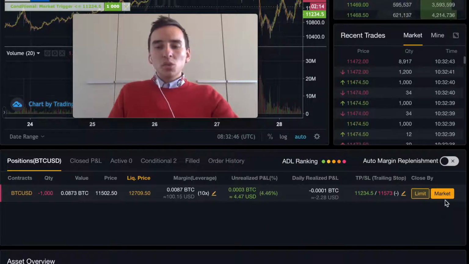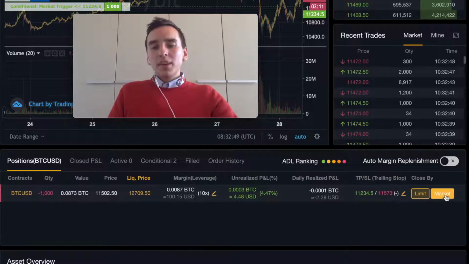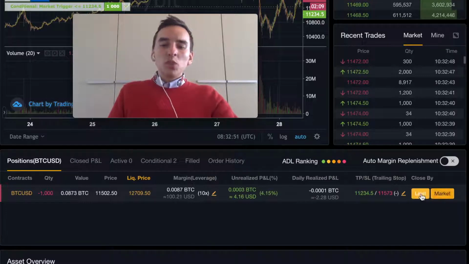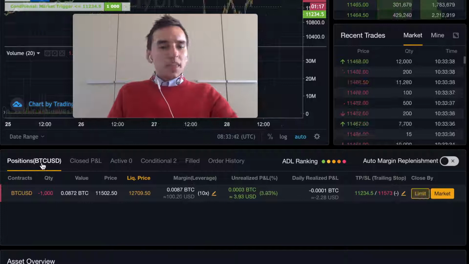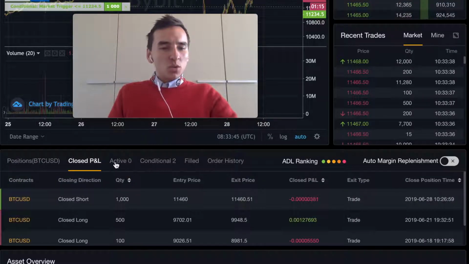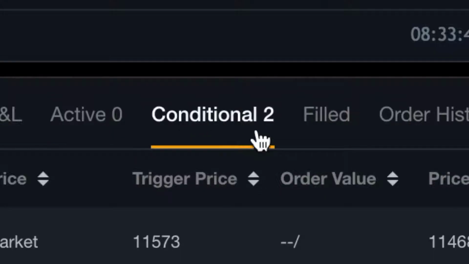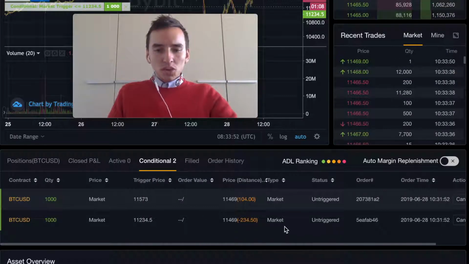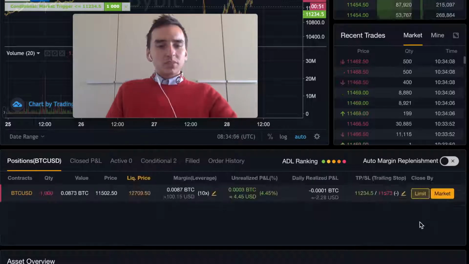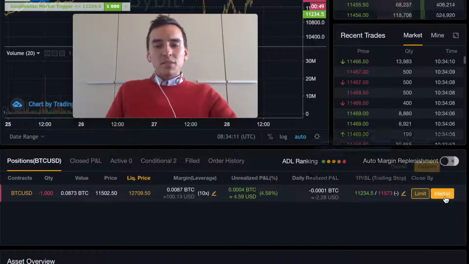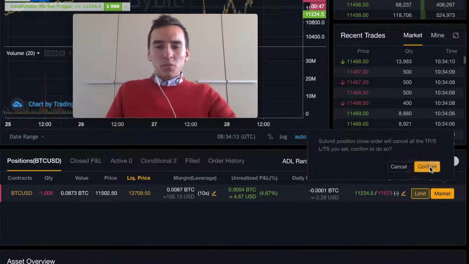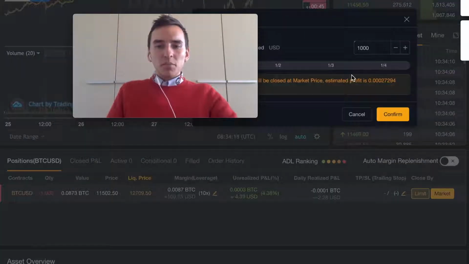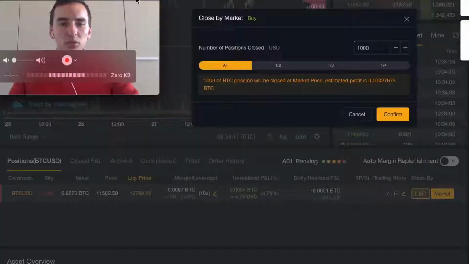So if you want to close this position, you can click market to market exit, or you can control your exit by using a limit order. And we have a few tabs here that you can go and check out, and under conditional here you can see that we have a 2. That's because we have conditional orders here, market orders, that are going to be our take profit and our stop loss. But right now I'm going to actually exit this position, and I will confirm, and we will actually be in a profit of about 4% here.